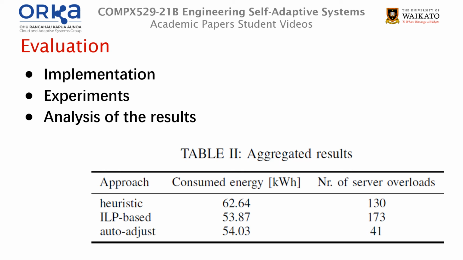Auto-adjustment activated the emergency mode when the load was quickly rising, while it remained in normal mode in all other cases. From the result we can see that concerning server overloads, the auto-adjust approach achieves the best result. This shows that auto-adjustment can lead to a substantial benefit.